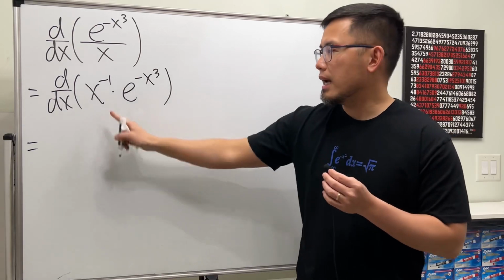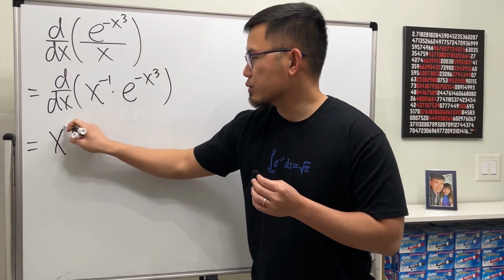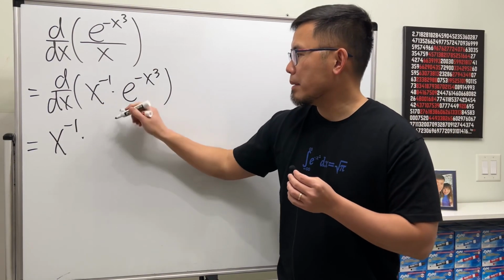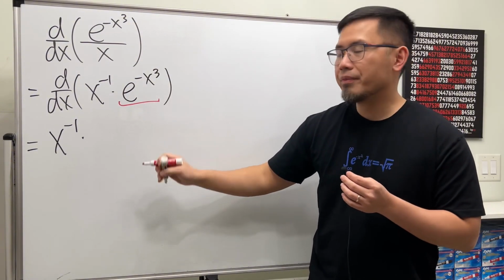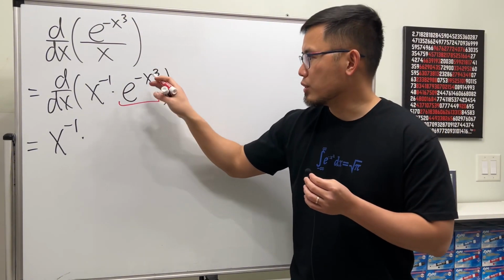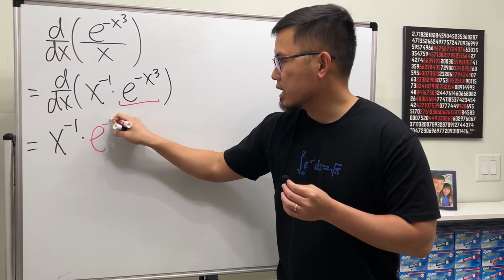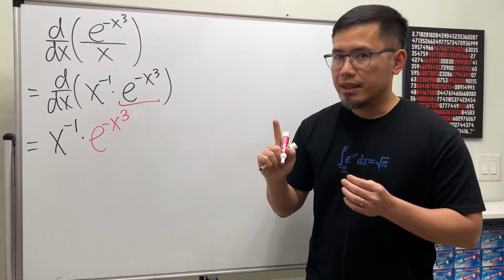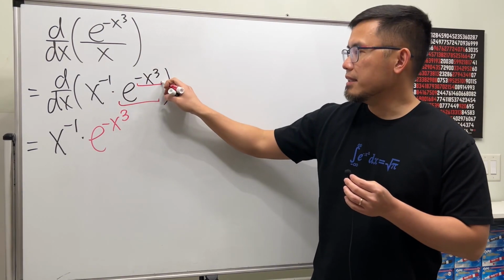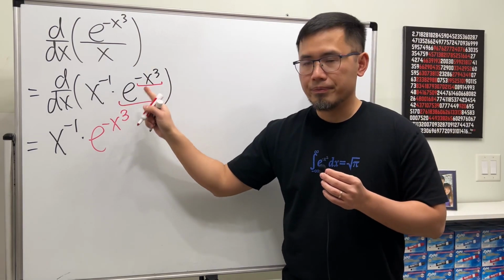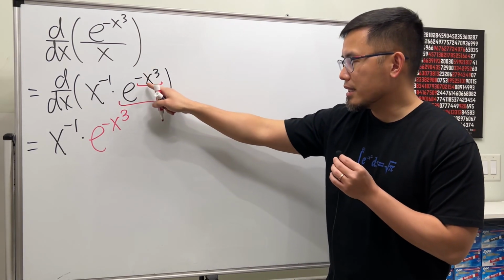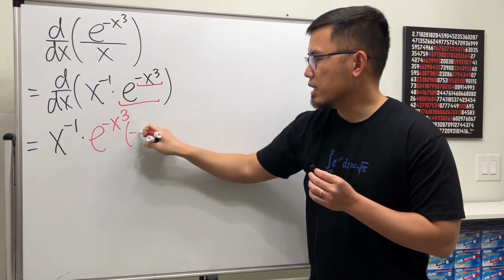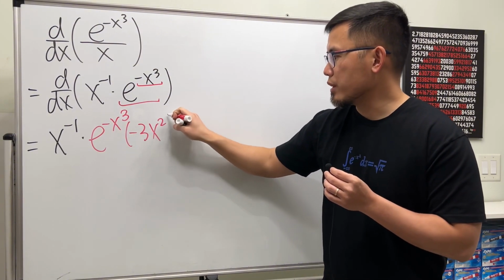Product rule in action. Let me keep the first function, x to the negative 1, and then we'll multiply by the derivative of the second. Derivative of e to the something is just that first, so e to the negative x to the third power. And then we have to look at the inside and then multiply by its derivative. Derivative of negative x to the third power is negative 3x squared.